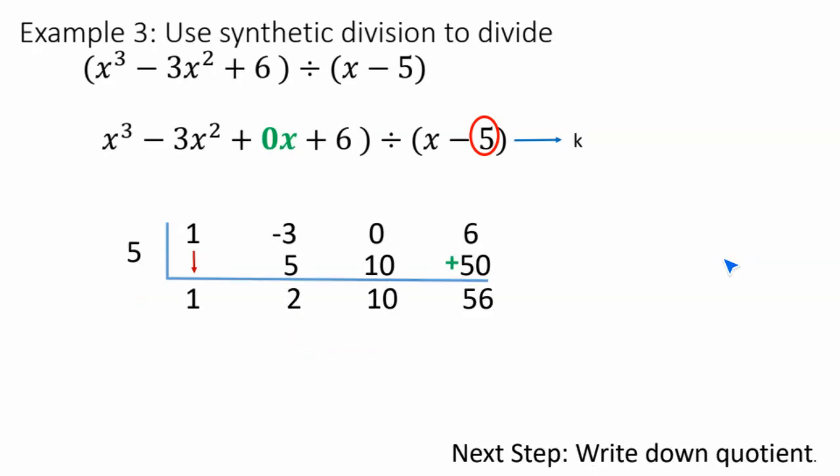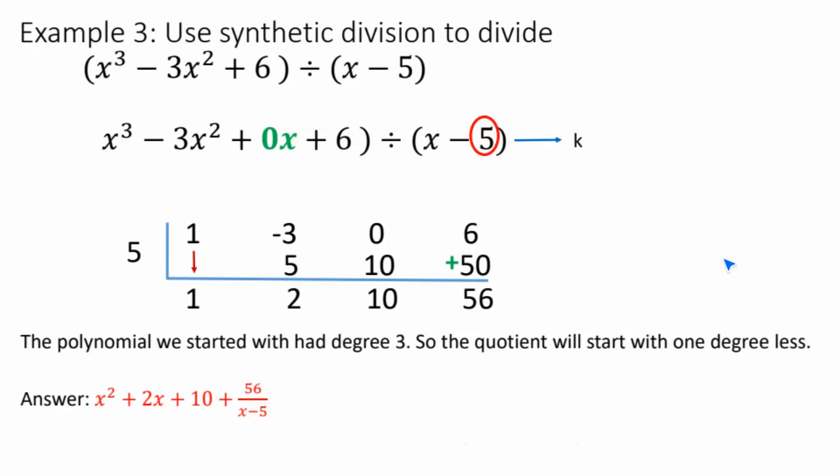So again, our last number here is always our remainder. So our quotient is going to be 1 degree less. We started with a cube. So now we have x squared plus 2x plus 10 plus our remainder, 56, over our divisor, which is x minus 5, right?